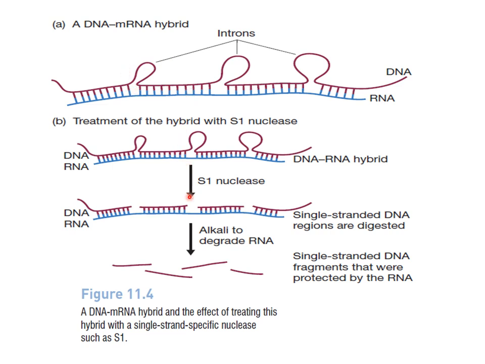When you treat with S1 nuclease here, you'll see that the single-stranded loops are digested, leaving only the double-stranded region. If you want to isolate the double-stranded region, you can treat with alkaline. When you treat with alkaline, the RNA is degraded, leaving only the double-stranded DNA. This DNA represents the exon region because the intron regions have already been deleted. So only the exon region is present.